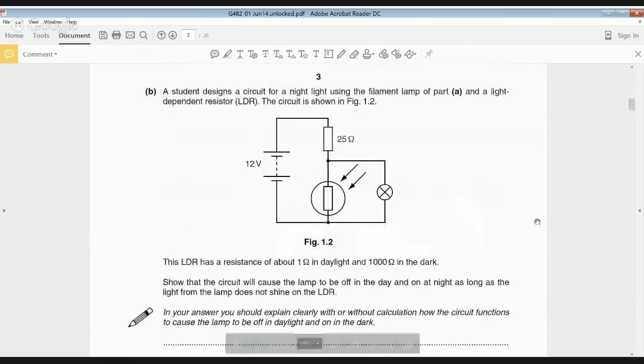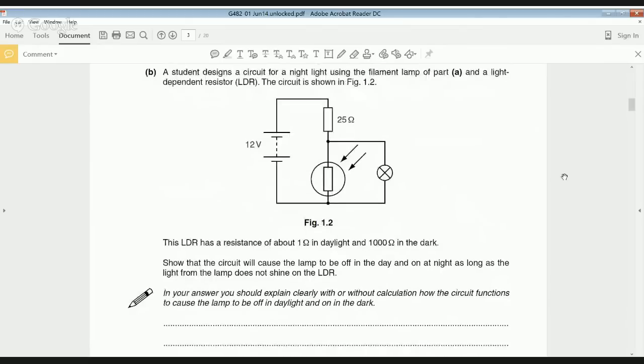And part B, this was a really tricky question that certainly when we did this as a mock exam, not many students scored very highly in at all. If we look at the question, it's a potential divider circuit of sorts, but we can see here that part of the potential divider is a parallel combination of resistors, and that makes the question particularly tricky.